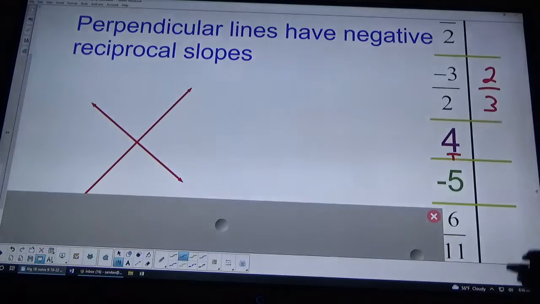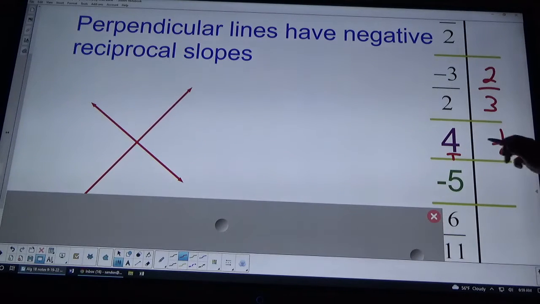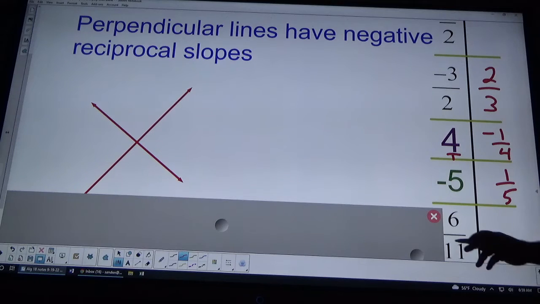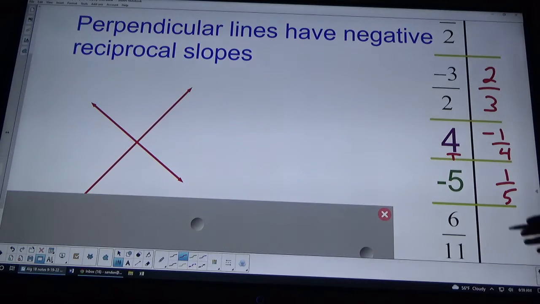Now when we take the reciprocal, 1/4, and make it opposite sign, negative. Same kind of thing here, but it's going to be a positive 1 over 5. And our last one, 6 over 11, reciprocal is going to be negative 11 over 6. Hopefully you're understanding the idea of slope compared to perpendicular slope.